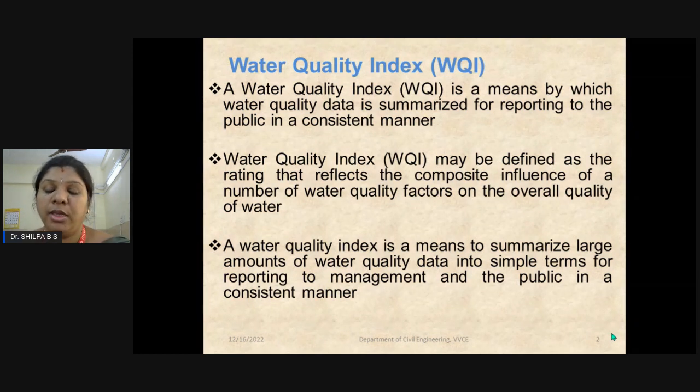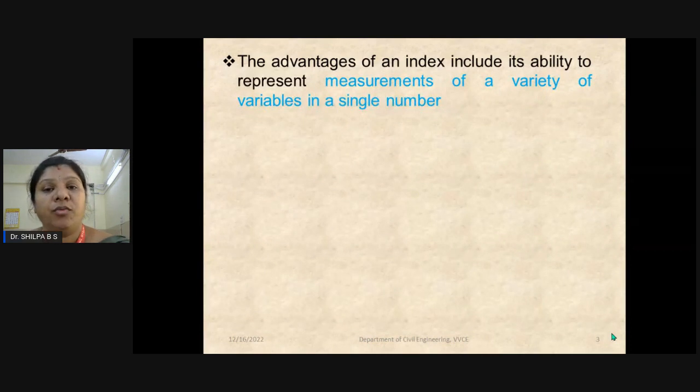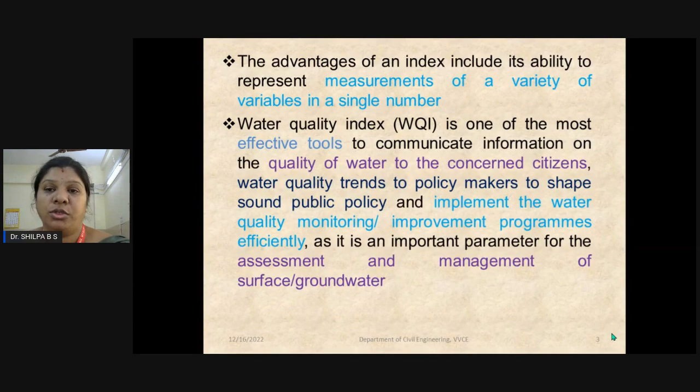So it will be easy for the authorities to make the decision based on this WQI. The advantages of an index include its ability to represent the measurements of a variety of variables in a single number, and this WQI is one of the effective tools to communicate information about the quality of the water either to the concerned authorities or to the citizens.